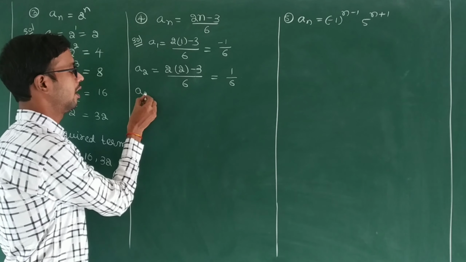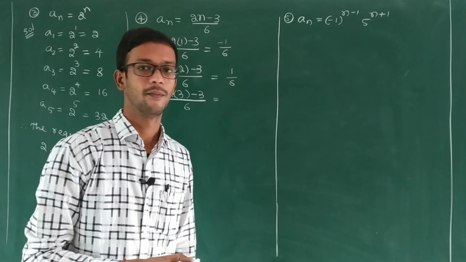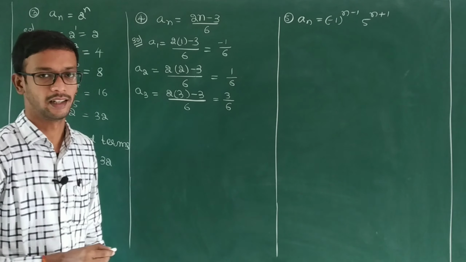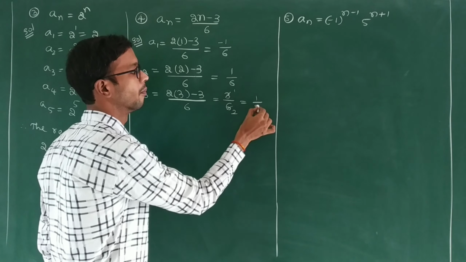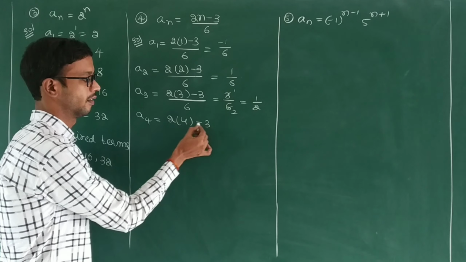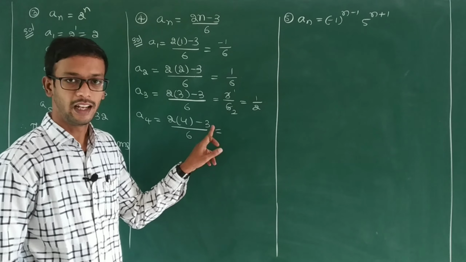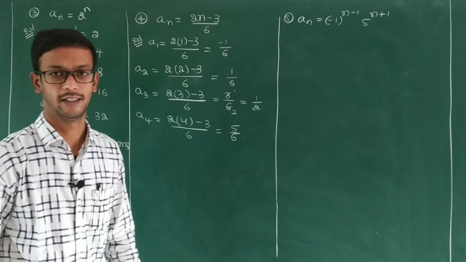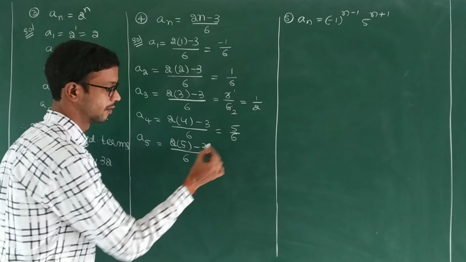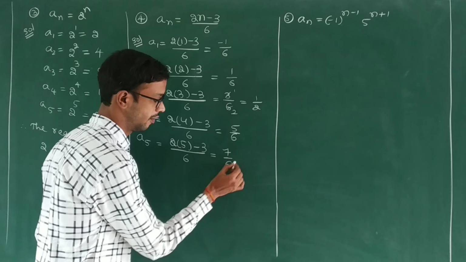A3 is equal to (2 into 3 minus 3) divided by 6. 2 threes are 6, 6 minus 3 is 3 by 6. Here we cancel, so 1 by 2 is a3. Next a4: (2 into 4 minus 3) divided by 6. 2 fours are 8, 8 minus 3 is 5 divided by 6. Next a5: (2 into 5 minus 3) by 6. 5 twos are 10, 10 minus 3 is 7 divided by 6.